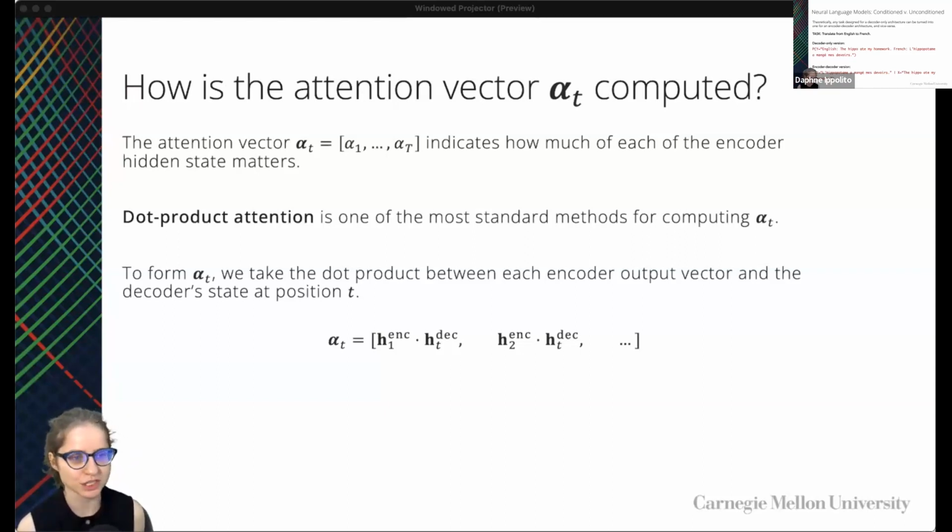So suppose that you are currently at position T in the decoder. You're trying to come up with an attention vector for position T at the decoder. You have your hidden state at the decoder at position T, and you take the dot product of this hidden state with every one of the encoder's hidden states. And so you have the dot product of the encoder hidden state 1 with the decoder hidden state T, the dot product of encoder hidden state 2 with the decoder at T, and so on. And so these are just the weights that you use, your alpha sub 1 to T.